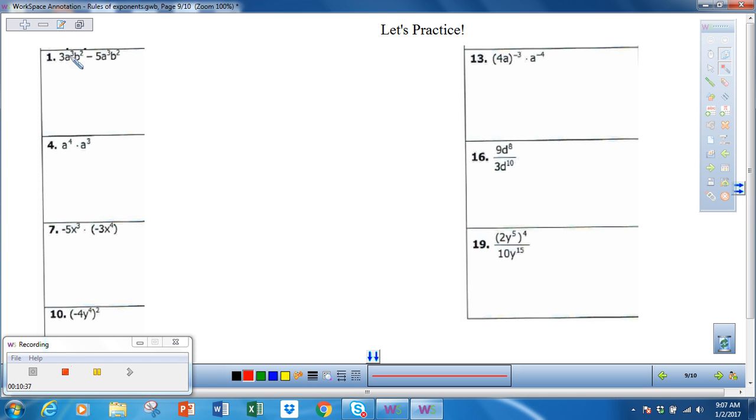Okay? Welcome back. So now this first case, these are like terms, and we're subtracting. They're like terms because they both have a cubed and they both have b squared. So to subtract this, 3 minus 5 is negative 2. And remember, the exponents stay the same when we add and subtract. So this is combining like terms. That was the rule that we used.